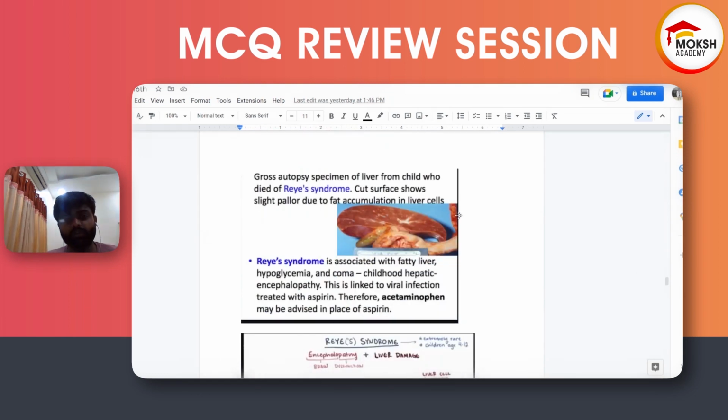Okay, so you can see in the gross autopsy of the liver of children who died of Reye syndrome, they have slight pallor and fat accumulation in the liver. You can see right here, Reye syndrome is usually associated with fatty liver, hypoglycemia, and coma, and it's also linked with hepatic encephalopathy in children. And the alternate drug that can be used is acetaminophen instead of aspirin.